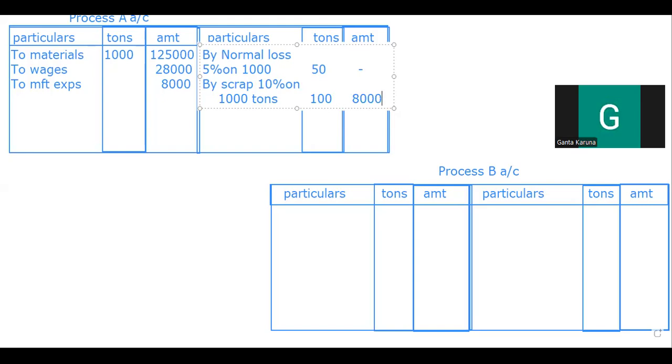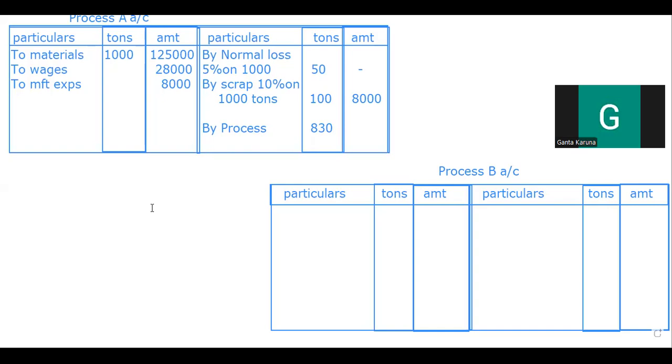Now what he's saying is that we are sending output to the next process. How much has he told us? To the next process, I'm going to send the stock of 830. It was mentioned in the sum itself. How many units output in tons? So from process A, the tons that come out are 830 tons.